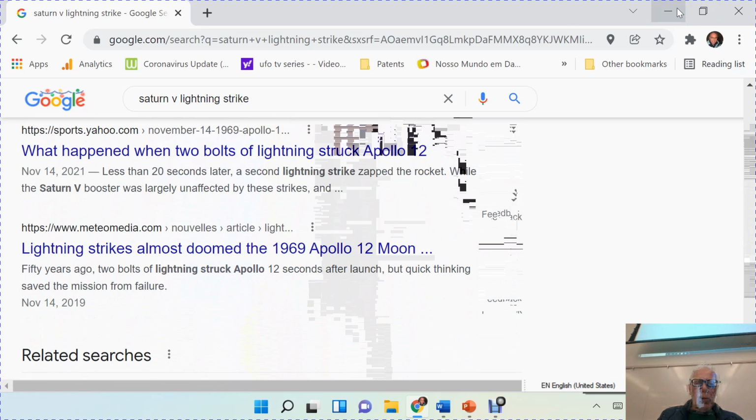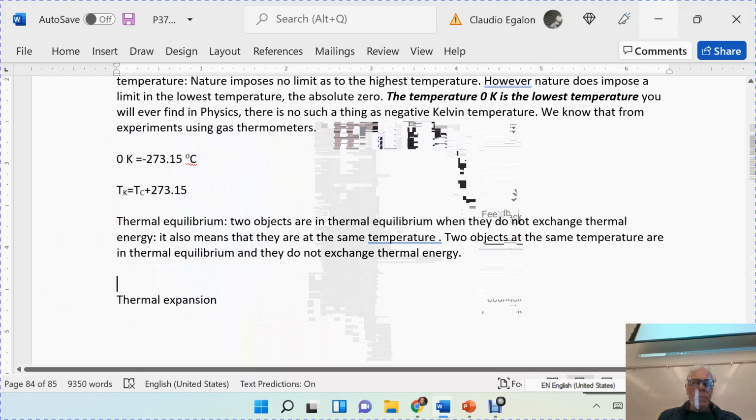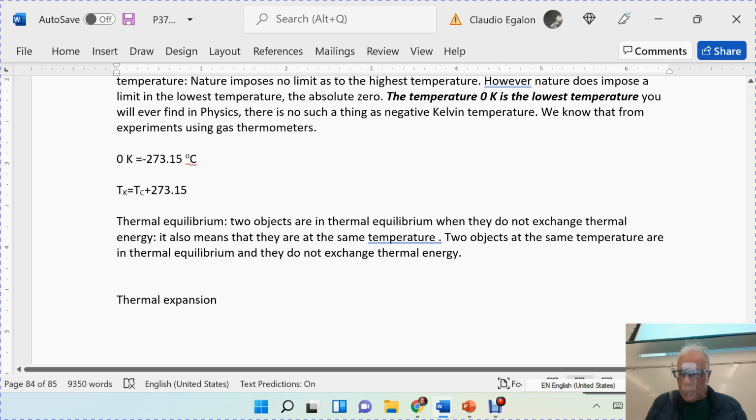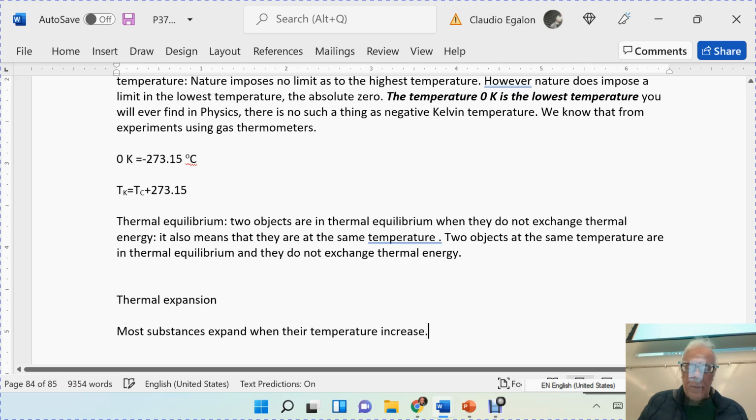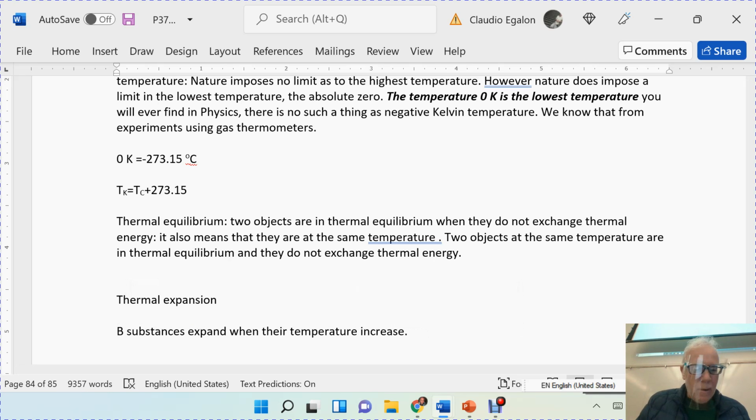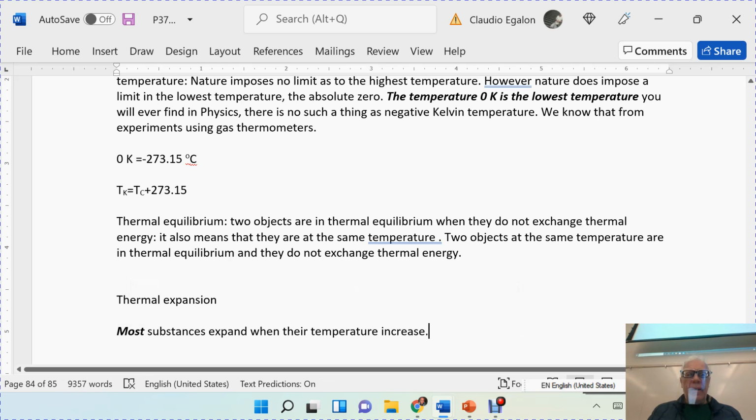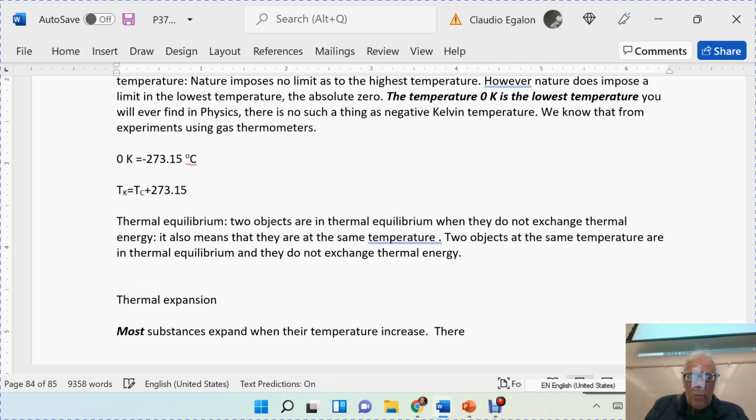So that's going back here, right? Thermal expansion. What do you have to know about thermal expansion? Most substances expand when their temperature increases. Most. I'm going to underline here: most substances. There are exceptions, but most substances behave this way.